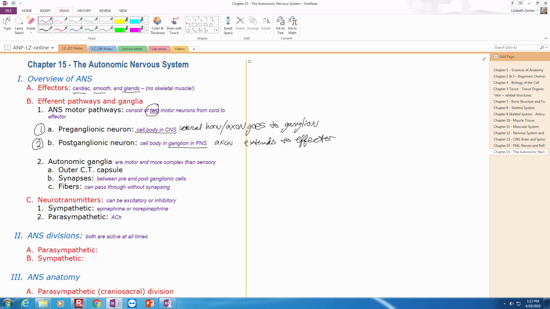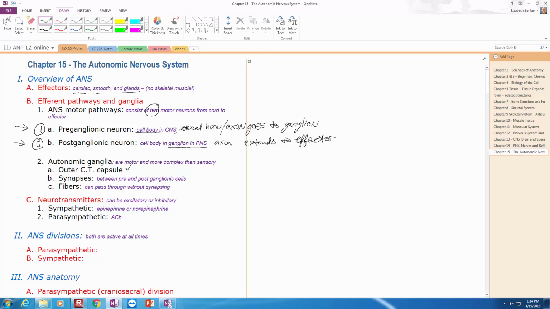Outer CT capsule, because anything that is part of the PNS has a CT wrapper, correct? So that's why it has an outer CT capsule. Synapses between the pre and the postganglionic cells. So that's talking about these two guys right here. There's a synapse between the two of them. And we didn't have that because we didn't have two motor neurons in somatic. This is why this is a little unique with autonomic. So motor neuron 1 is going to synapse with motor neuron 2.